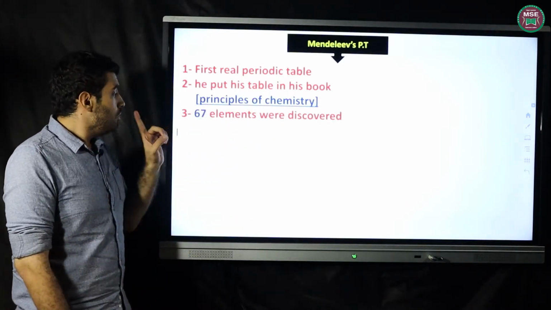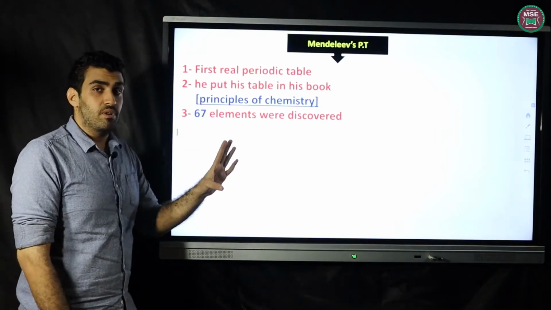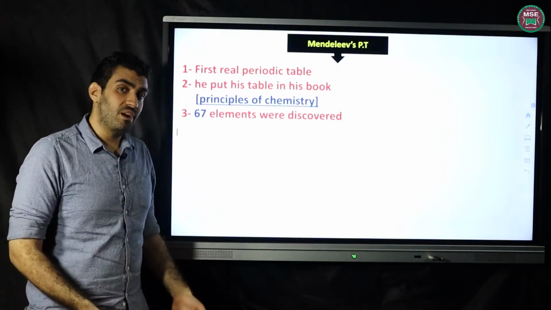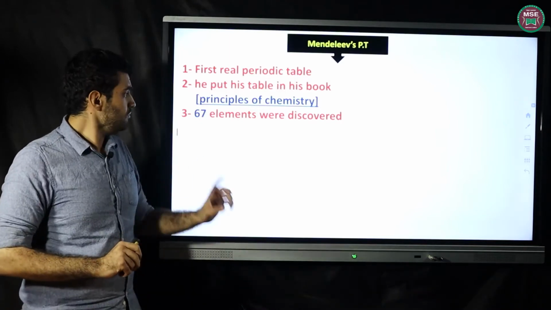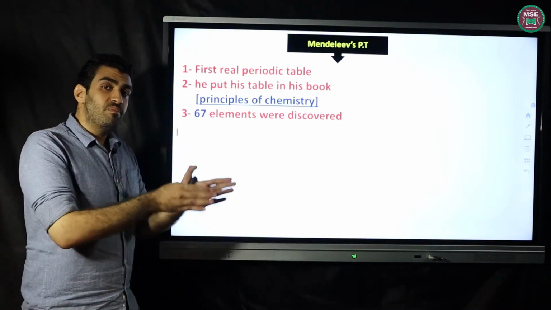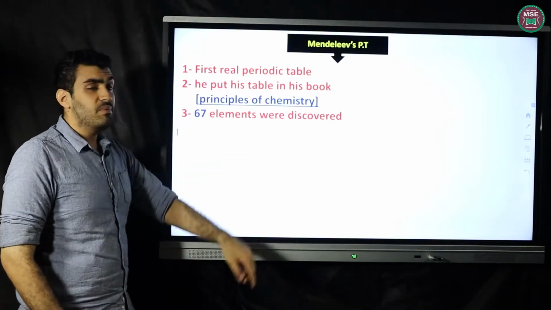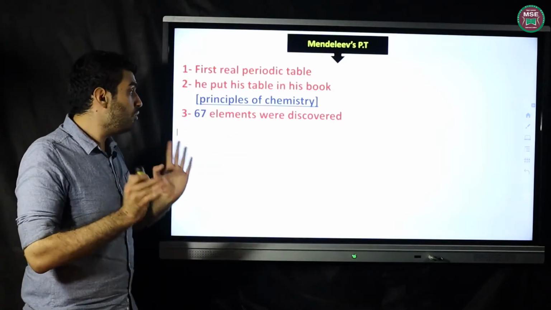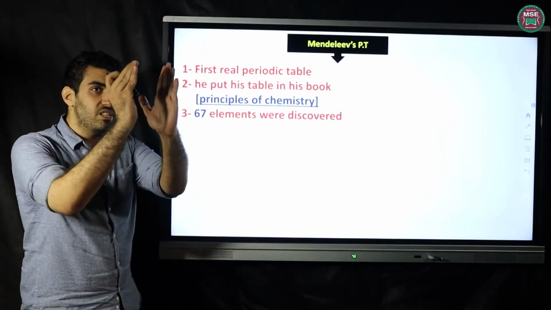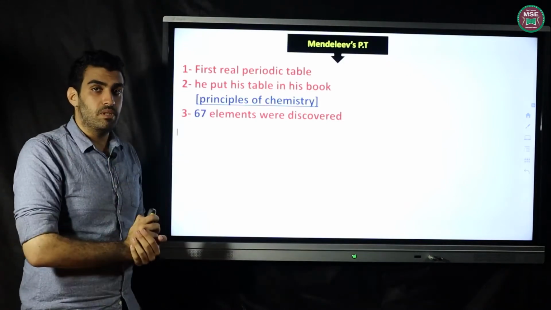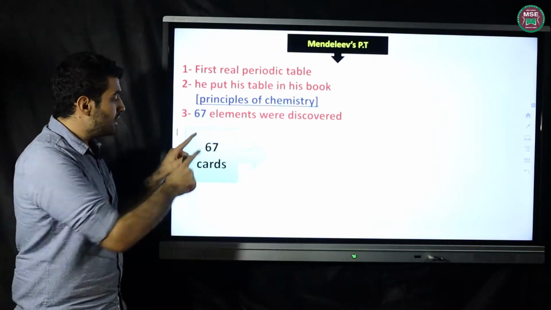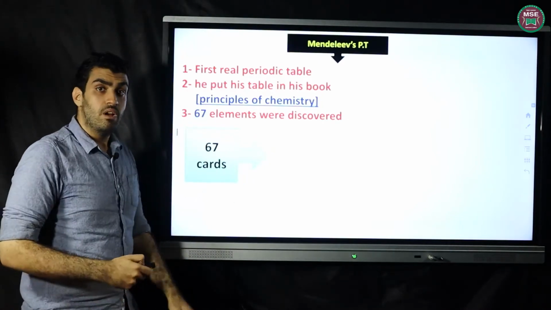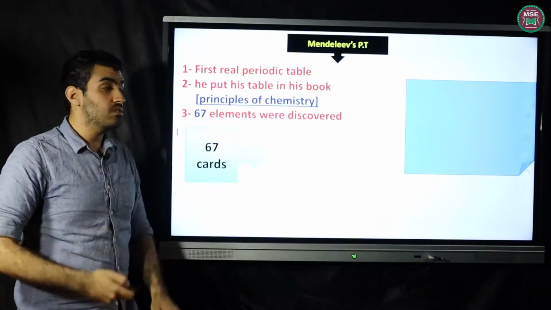Number 3, only 67 elements were discovered. When I ask you how many elements are found now, we have 118 elements and maybe more, okay? But at the time of Mendeleev, only 67 elements were discovered. So he was working on arranging only 67 elements. How? First thing, he brought 67 cards, a card for each element.